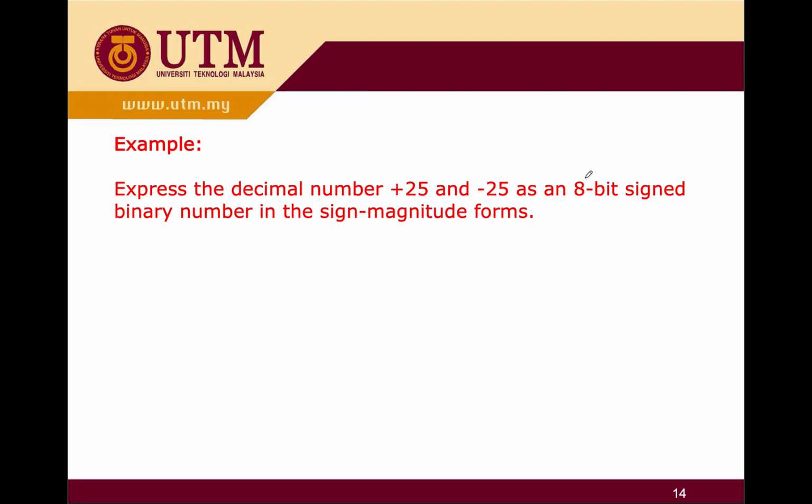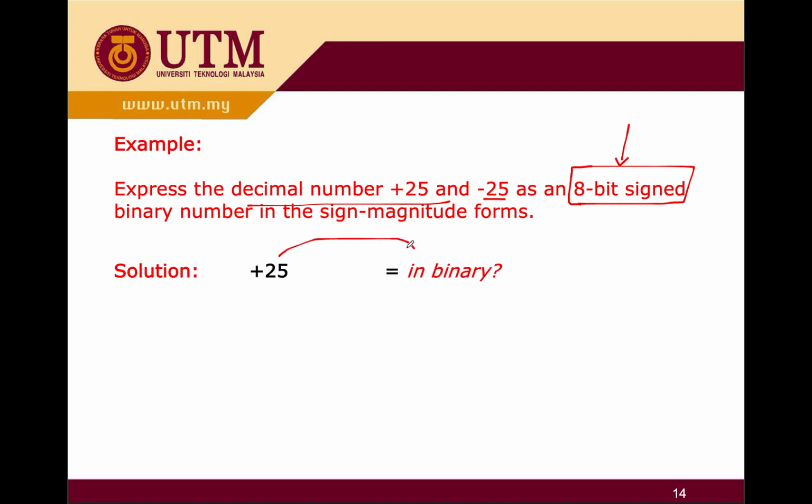Another example, which is to express the decimal number from positive 25 and negative 25 as an 8-bit sign. So you were given this as a guide for how many bits we're going to write. So over here, what is plus 25 in binary? So you will get 10011. But as it's already informed you, it is 8 bits. So you're going to add another 0.